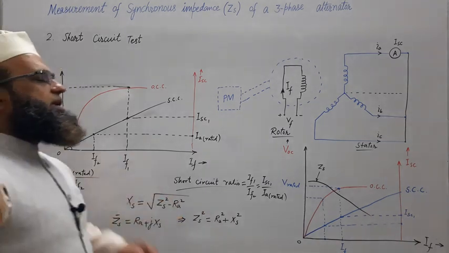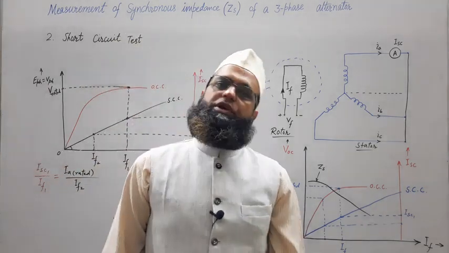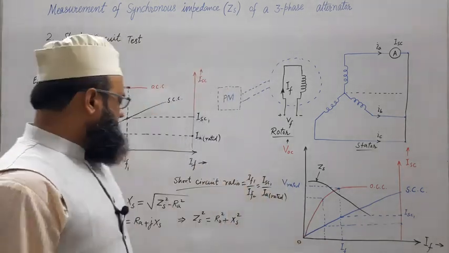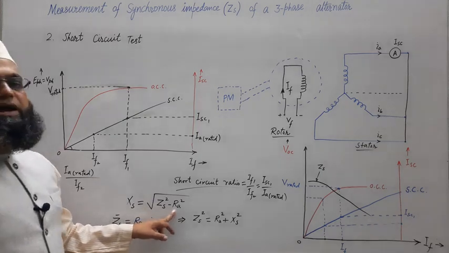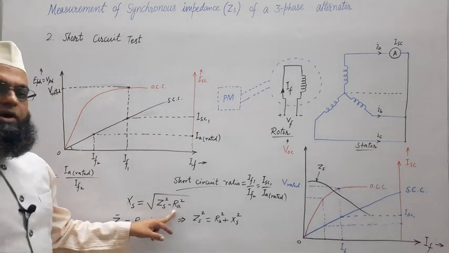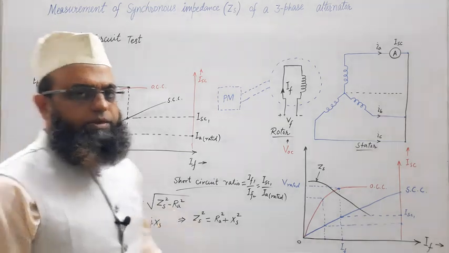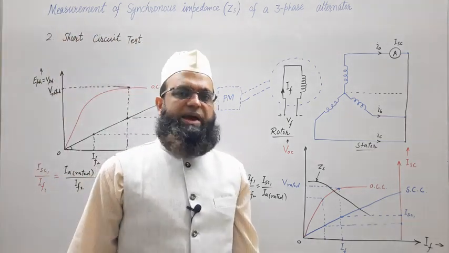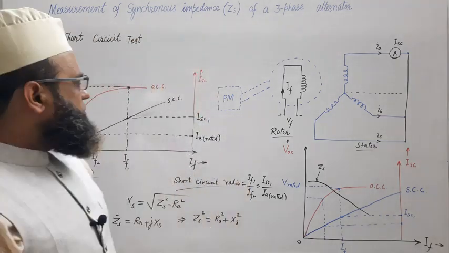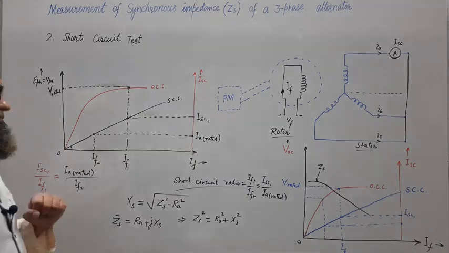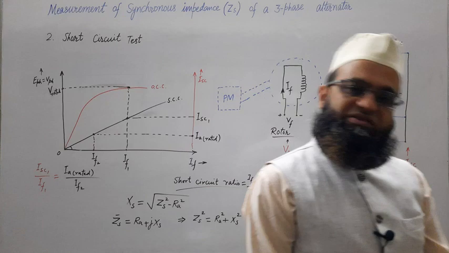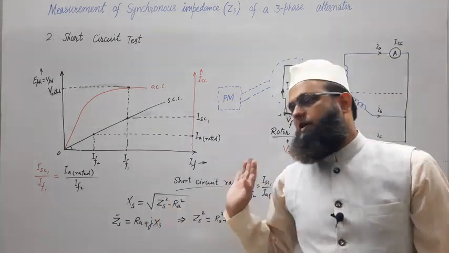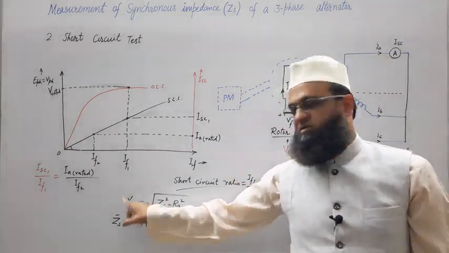If the value of RA is given in the problem, use it. Otherwise, if not mentioned, it means RA has been ignored. Generally RA is ignored. If not mentioned and not given, it means by default it will be ignored. So whether we talk about synchronous impedance or synchronous reactance, if RA is ignored, then both will be the same. If given, then we will use this formula to evaluate XS. Fine.